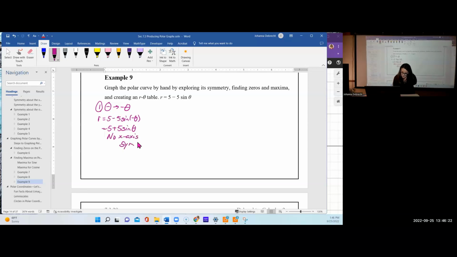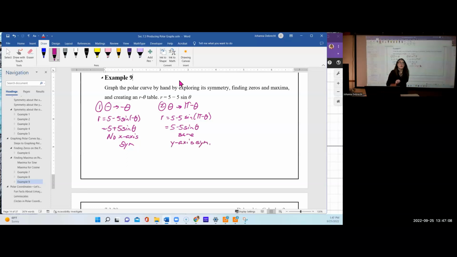All right. And then if we wanted to explore the y-axis symmetry, we simply replace theta with pi minus theta, the supplementary angle. This moves it into the quadrant adjacent to it. And in quadrants 1 and 2, sine is both positive. So since they have the same reference angle, you get exactly the same value. So R equals 5 minus 5 sine of pi minus theta, which turns out to be exactly 5 minus 5 sine of theta, which is the same. So we know that it has y-axis symmetry.